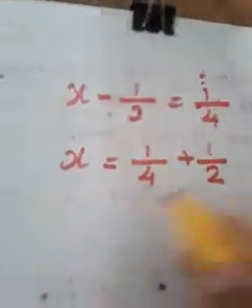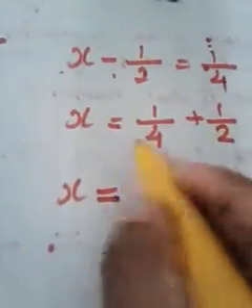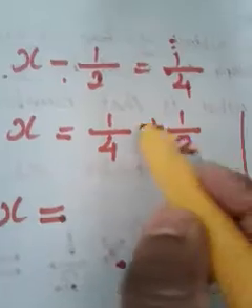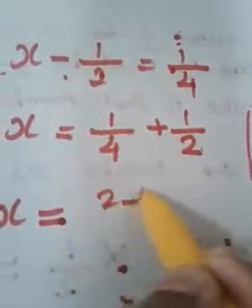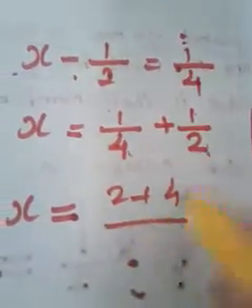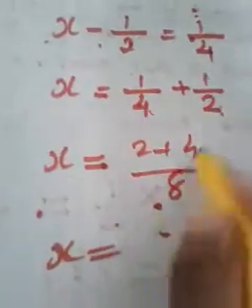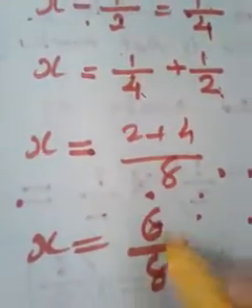You may have understood, isn't it? And then what will be the x? How can we do it? Cross multiplication can be done because it is addition. 1 into 2 is 2, plus 1 into 4 is 4. Then 4 into 2 is 8. That means x is nothing but 4 plus 2, which is 6, by 8. How can we reduce 6 by 8?